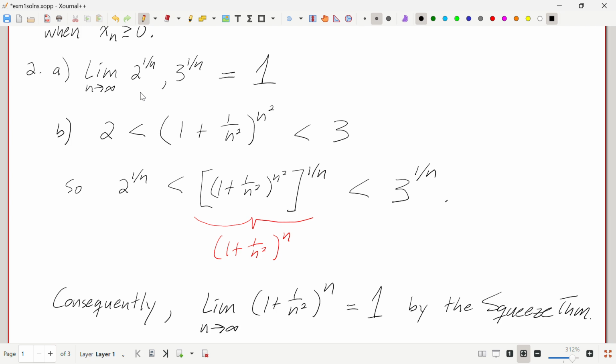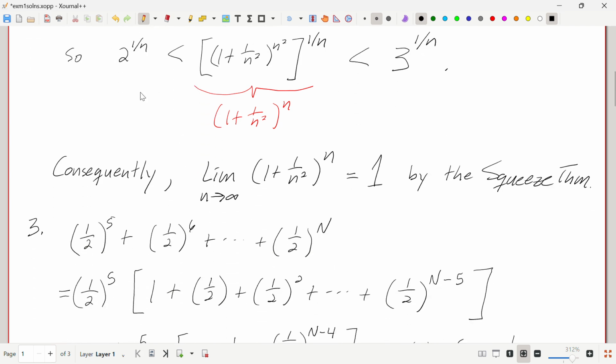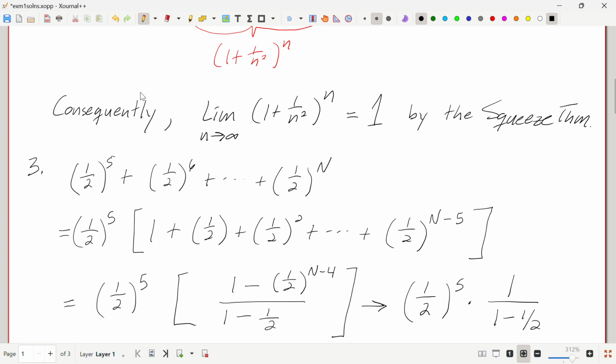Questions about that one? This was just a straightforward use of the geometric series facts.